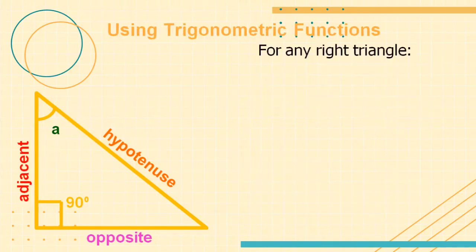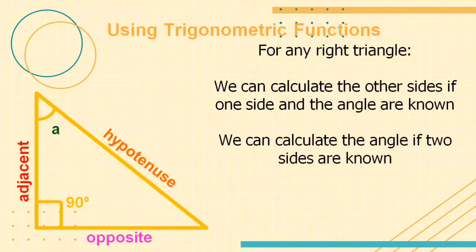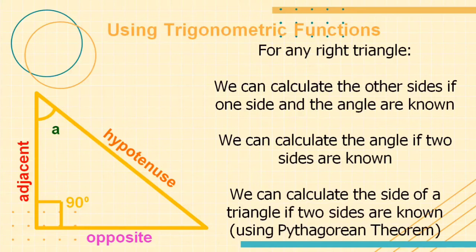Now, after we have already familiarized the six trigonometric functions, this time we're going to solve for the values of the sides of our right triangle and the angles of our right triangle. For any right triangle, we can calculate the other sides if one side and the angle are known. Also, we can calculate the angle if two sides are known. And lastly, we can also calculate a side of a triangle if two sides are known using the Pythagorean theorem.